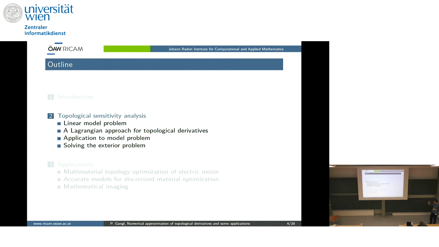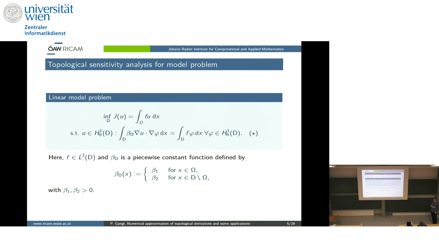Okay. In order to do that, I will now illustrate how I would compute a topological derivative and show you where we get problems with arbitrary inclusion shapes, for instance. For that purpose, I will define a linear model problem. So this is the simplest possible non-trivial PDE-constrained topology optimization problem, I would say.